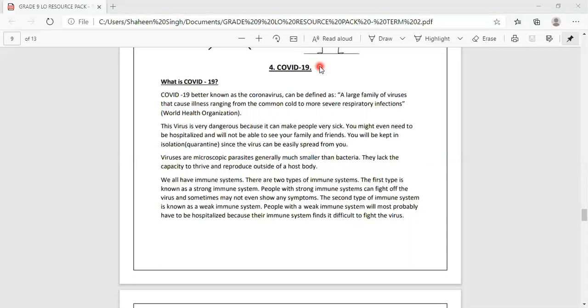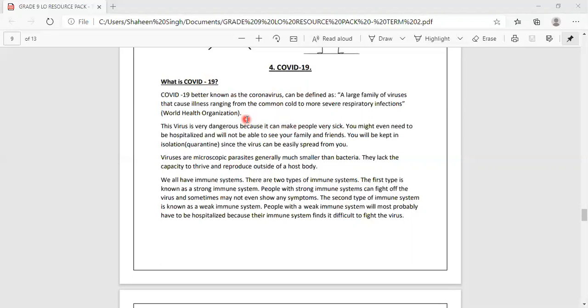To get a better insight of COVID-19, we first need to find out what is COVID-19. COVID-19 is better known as the coronavirus, and can be defined as a large family of viruses that cause illness ranging from the common cold to more severe respiratory infections, as defined by the World Health Organization, also known as the WHO. And this virus is very dangerous because it can make people very sick. The virus originated in 2019, hence the term COVID-19.